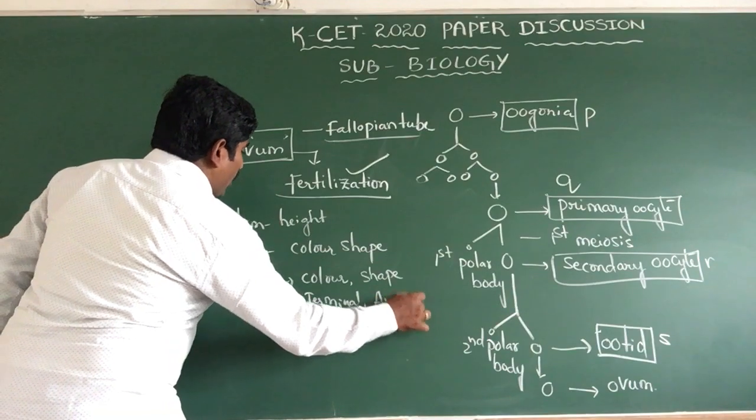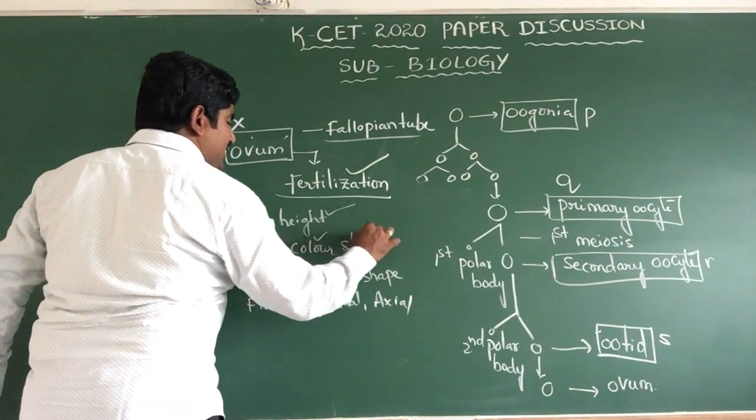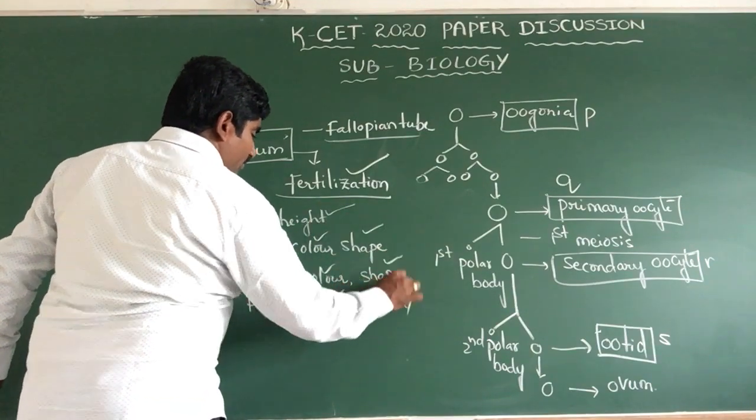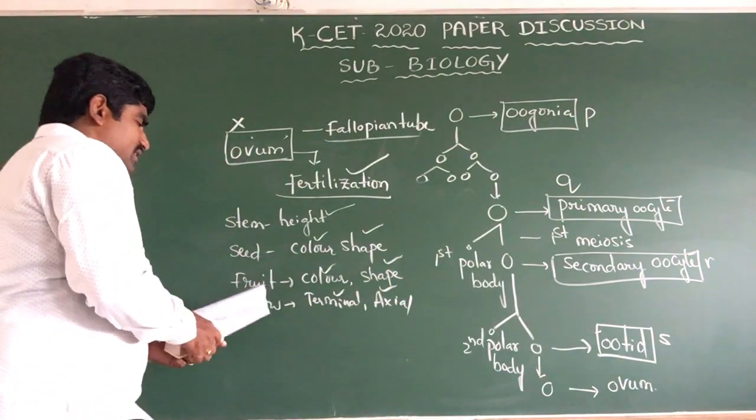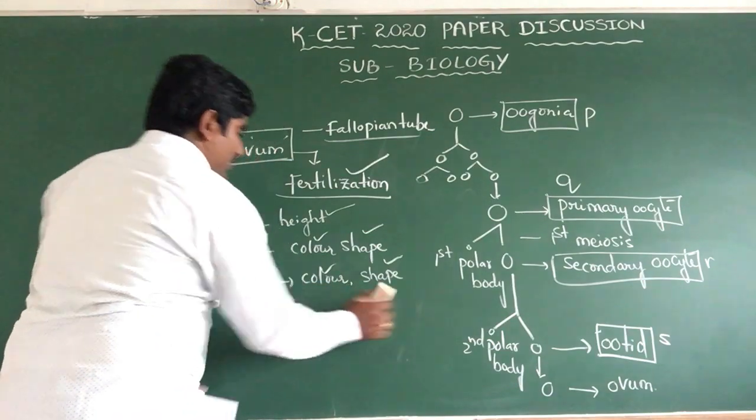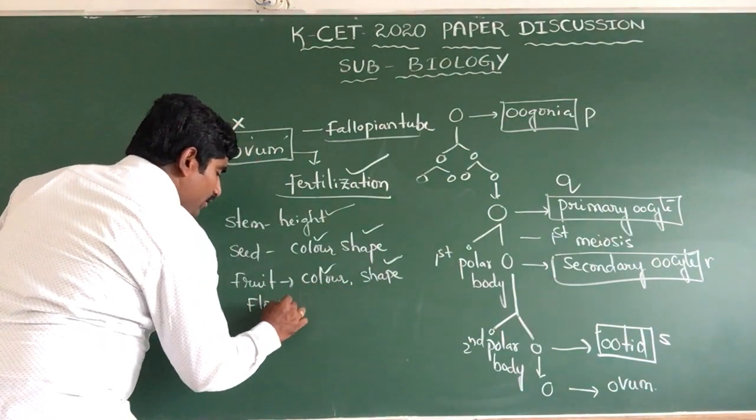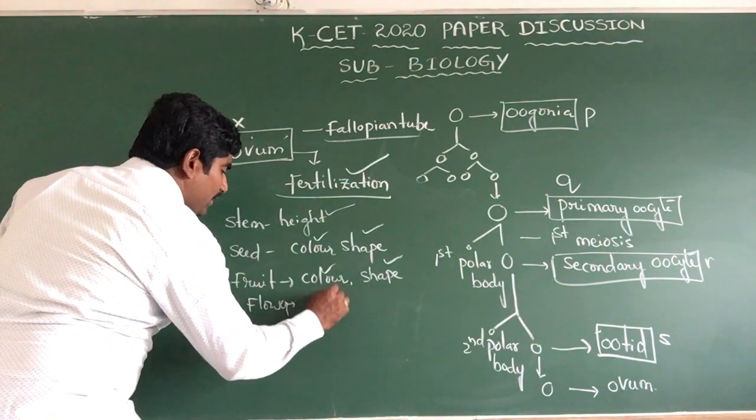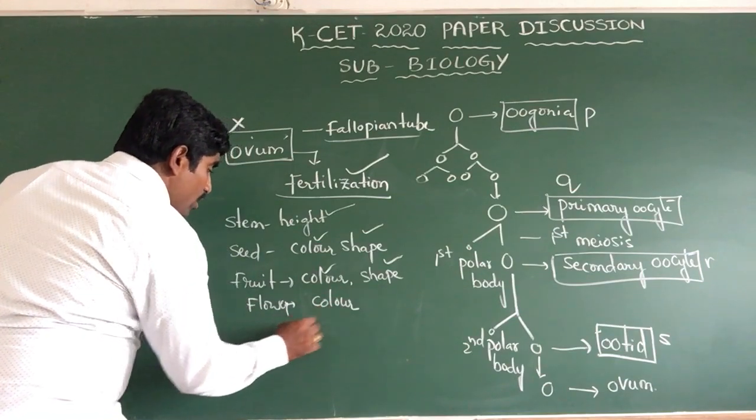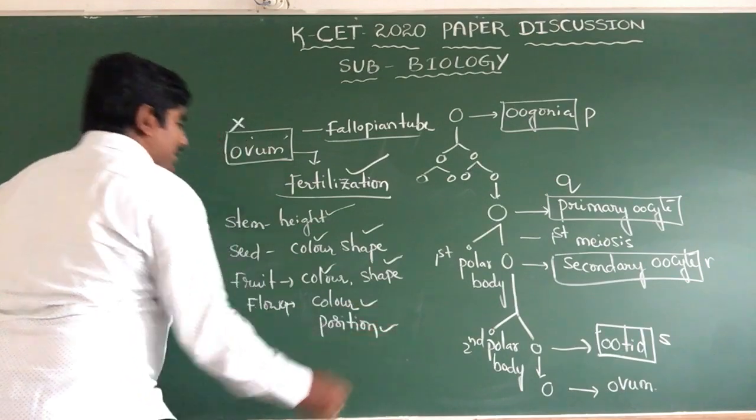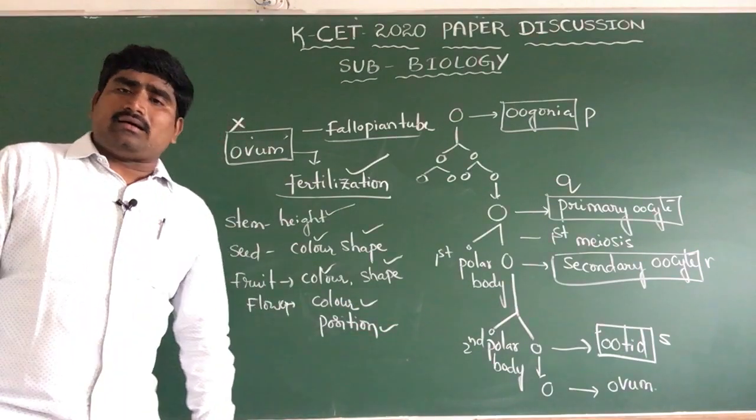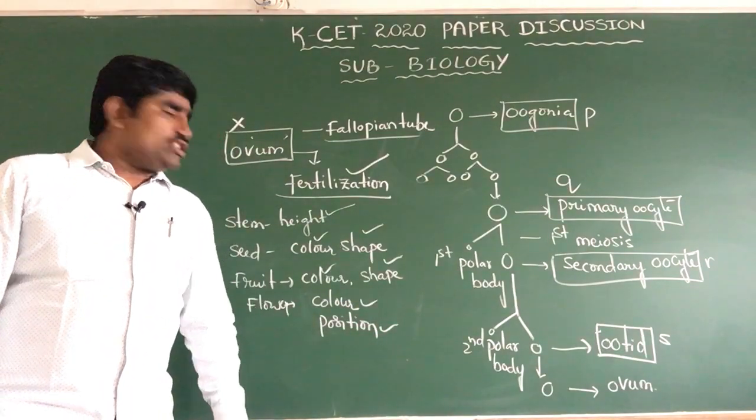In this, totally 7 pairs of contrasting characters are there. You can see these are seed coat color, shape, and terminal or axial. Related to flower, he has taken color as well as position of the flower. These are the total characters Mendel has taken.